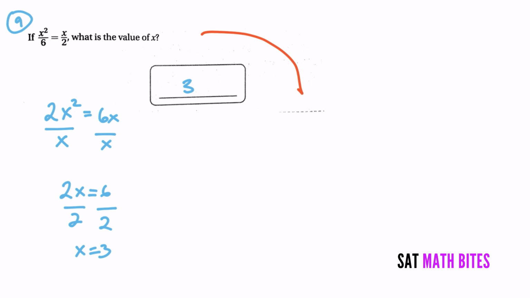Another way to look at this problem is just to use common sense. If you substituted 0 here, you would have 0 squared over 6 equals 0 over 2. So obviously 0 equals 0. So there's actually 2 answers that would be acceptable, 3 or 0.